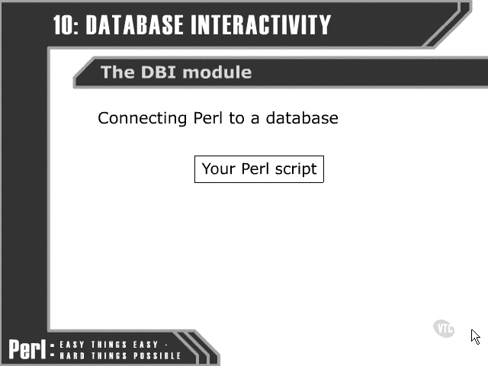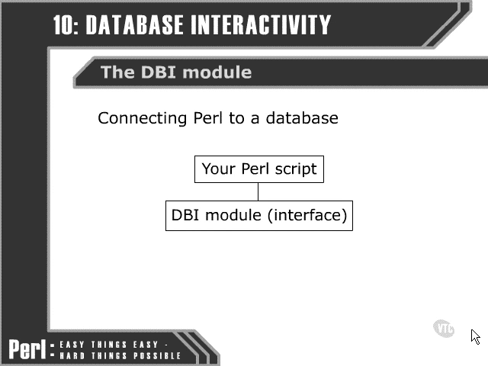To begin with, we have our Perl script, in which we're going to program the particular actions that we're going to request Perl to carry out in interacting with the database. But Perl doesn't talk directly to the database. Instead, it talks to a module called DBI, and DBI stands for Database Interface, and it provides a very standard way of talking to the vast range of different databases that Perl is able to communicate with.